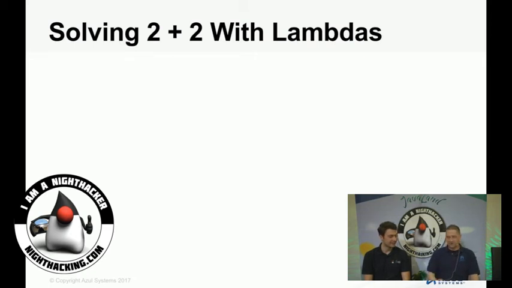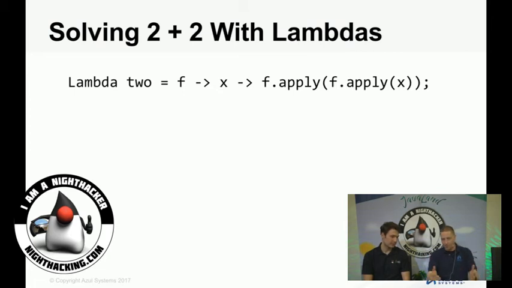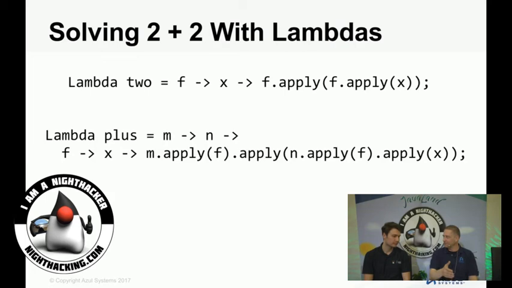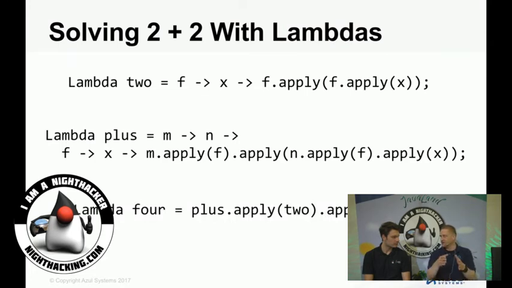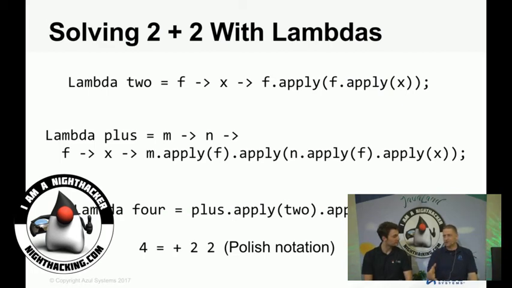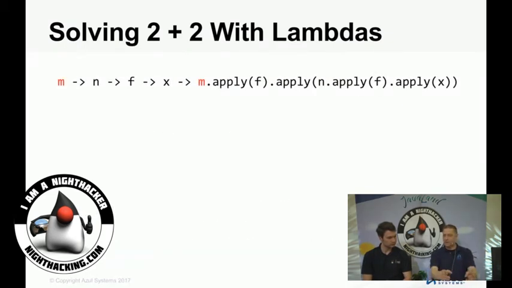So, how do we do this in lambdas? Well, first we need a lambda for 2. We know what that is because we apply twice. And we also have our lambda for plus. So we say m and n, and we apply that however many times. To do the equation, we say lambda 4 is take the plus lambda expression and then apply that to 2 and apply that to 2. If you write that out on its own, what we're basically saying is 4 is equivalent to plus 2 2, which is Polish notation. If you've done computer science, that should be familiar. A lot of architectures use reverse Polish notation where you would do 2, 2, plus. But in this case, we're using forward Polish notation. So now we take out a plus lambda expression, and we know that m is going to be 2.